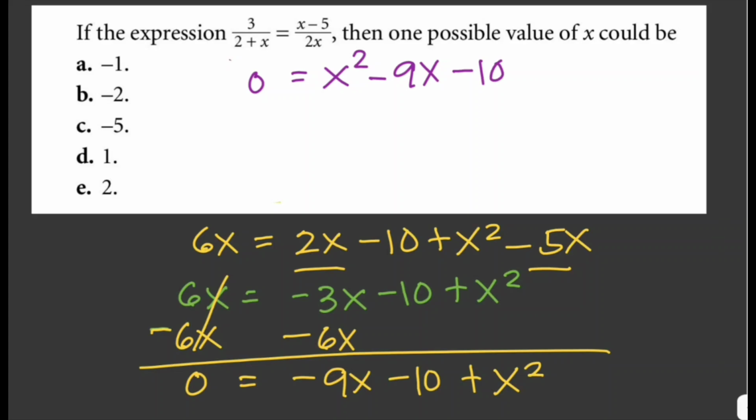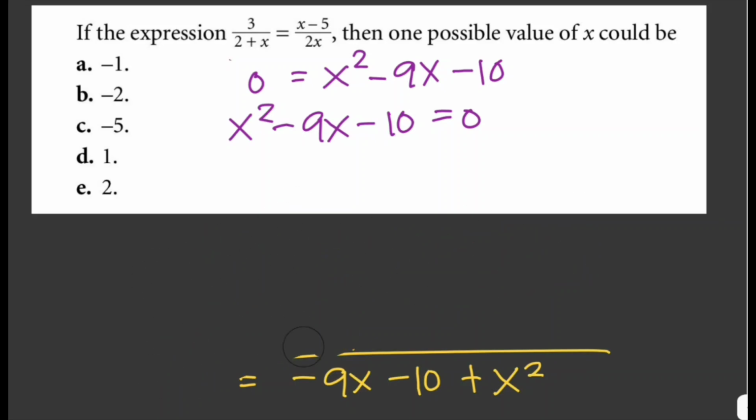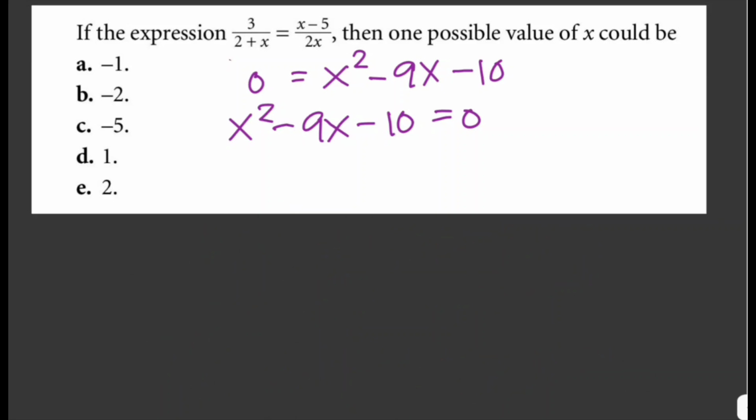So we have a quadratic equation here. Or we can just simply write this as x squared minus 9x minus 10 equals 0. They're just the same. And now we can solve for the value of x. So how are we going to solve for the value of x given a quadratic equation? So we need to factor. So we factor x squared minus 9x minus 10.